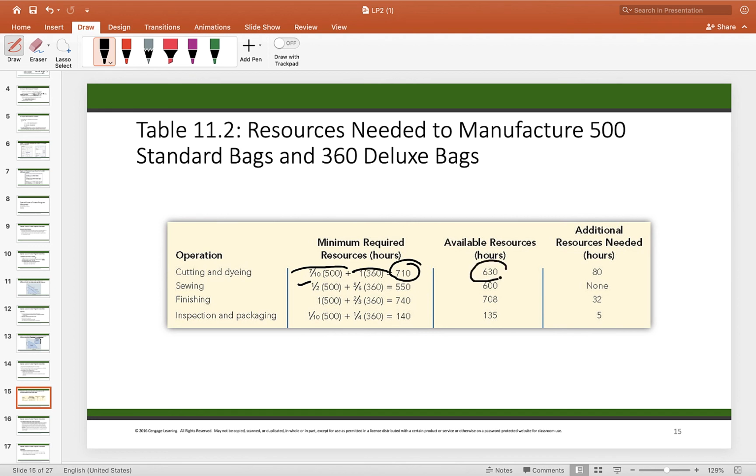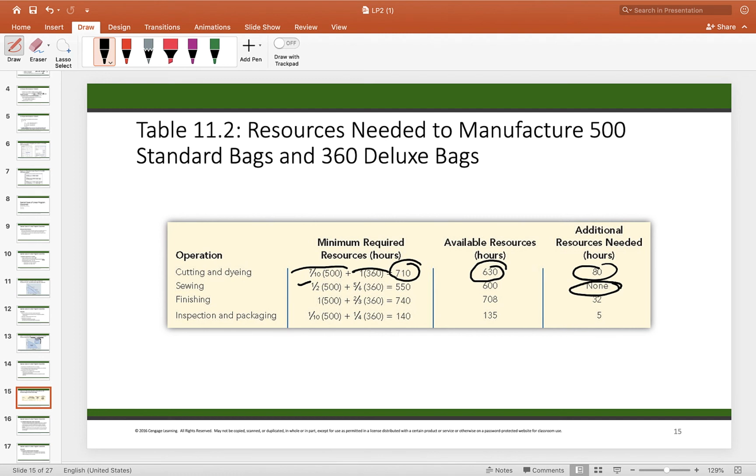Given that we only have 630, the difference between those two values is 80. So we can tell management that they have to add an additional 80 hours of time to cutting and dyeing. Now the second condition doesn't require any additional resources for sewing.